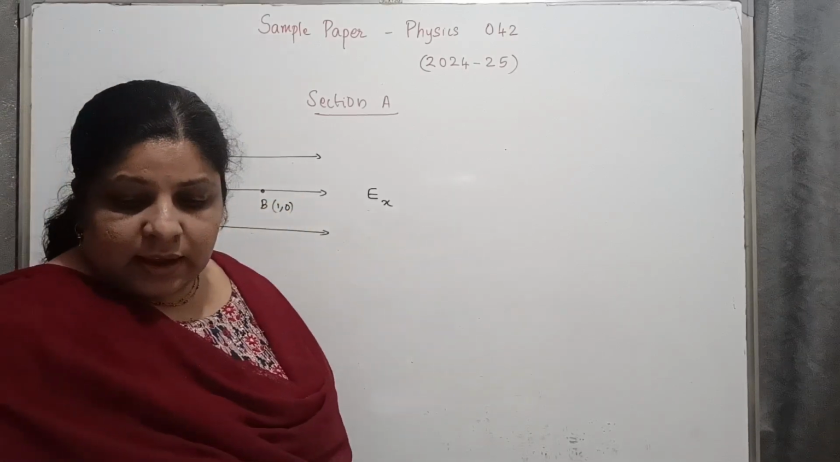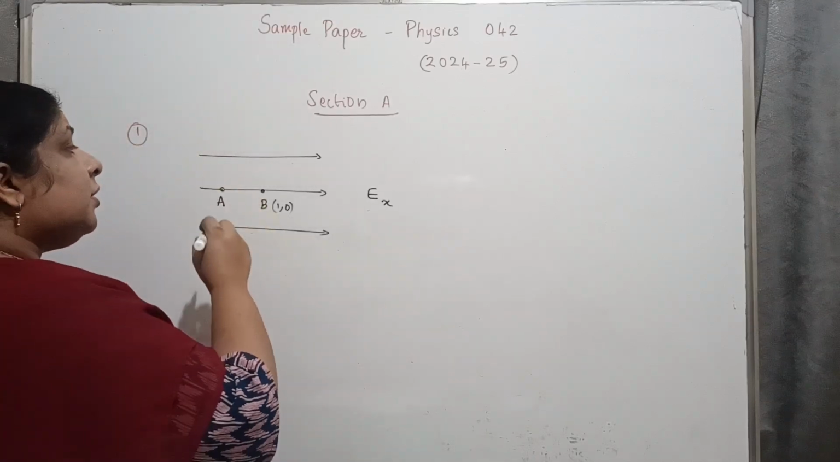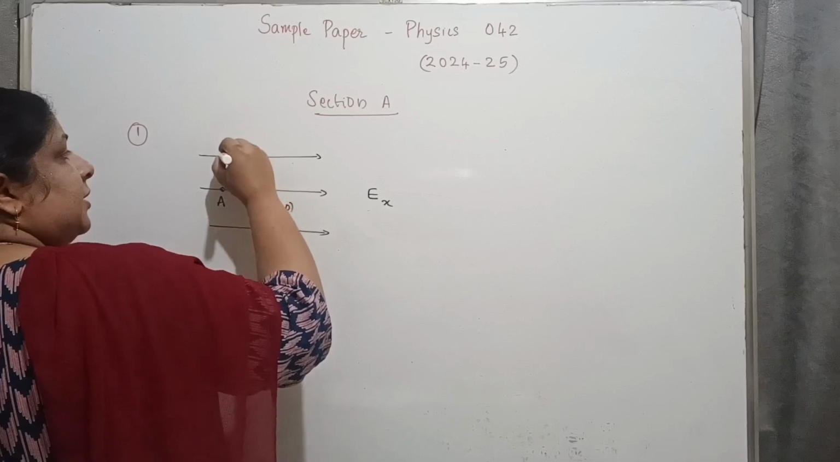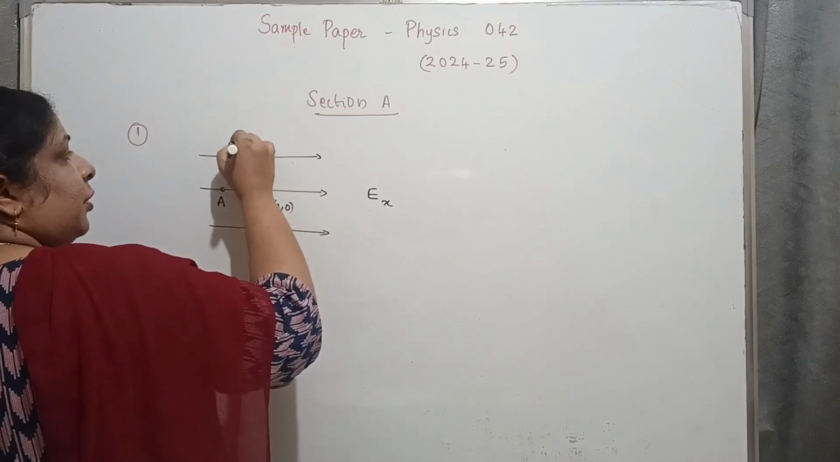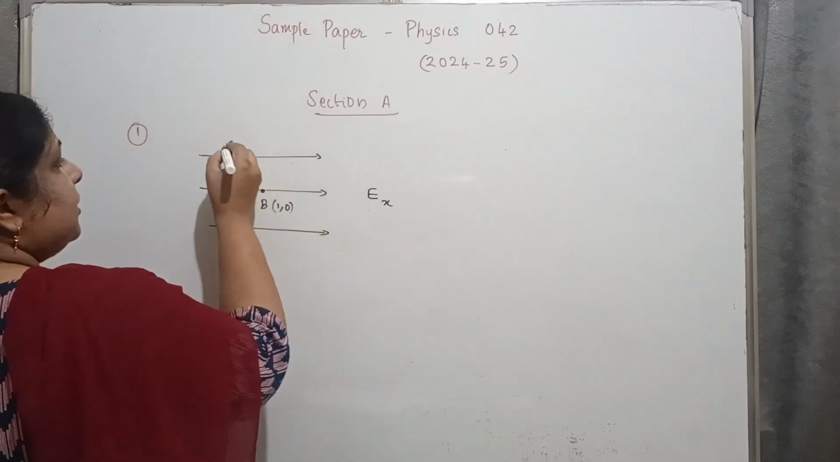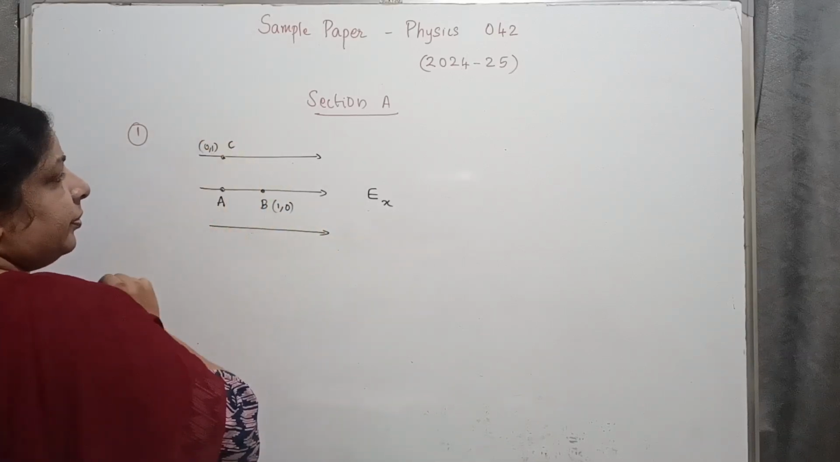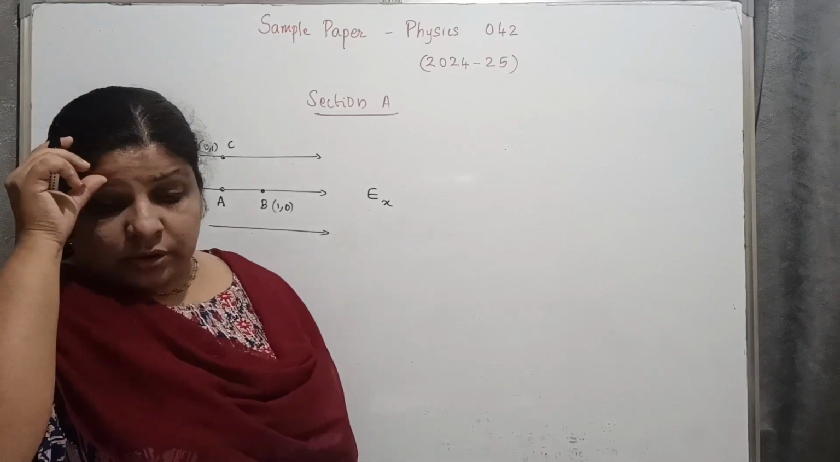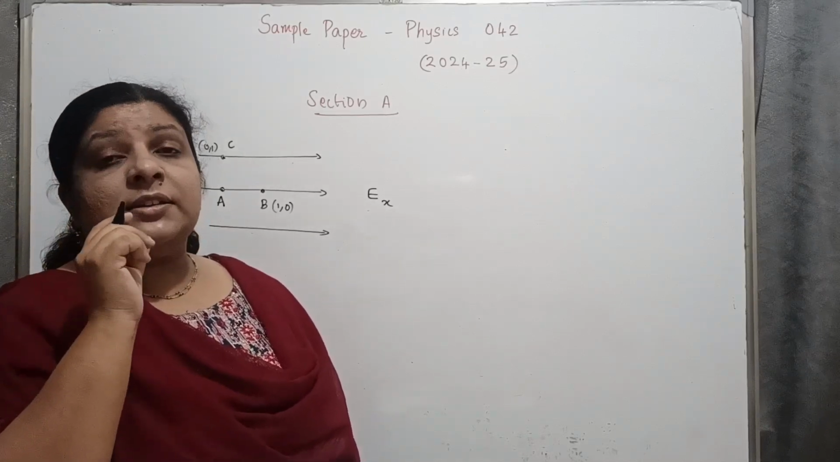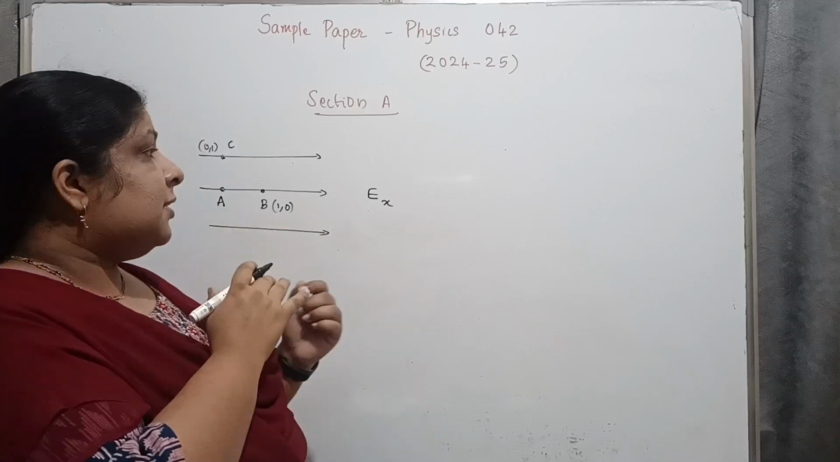Now, C be the point on the y-axis. So let this be the y-axis. C is a point on the y-axis at a distance of plus 1 centimeter. So this point will be (0, 1). Now, the potential at A, B and C satisfies. Okay, so let us consider this question.